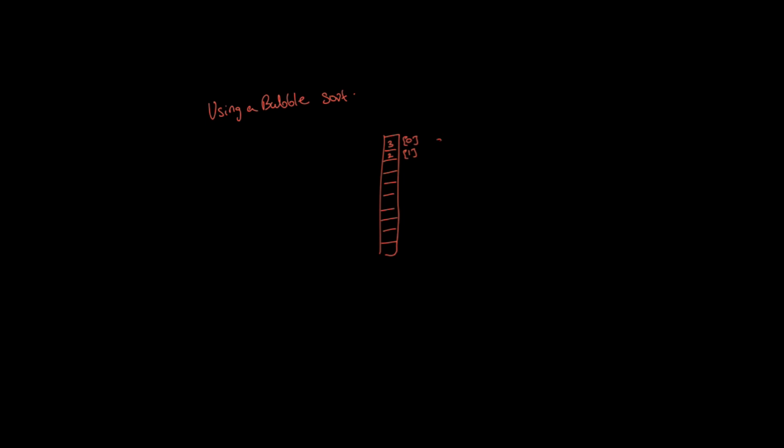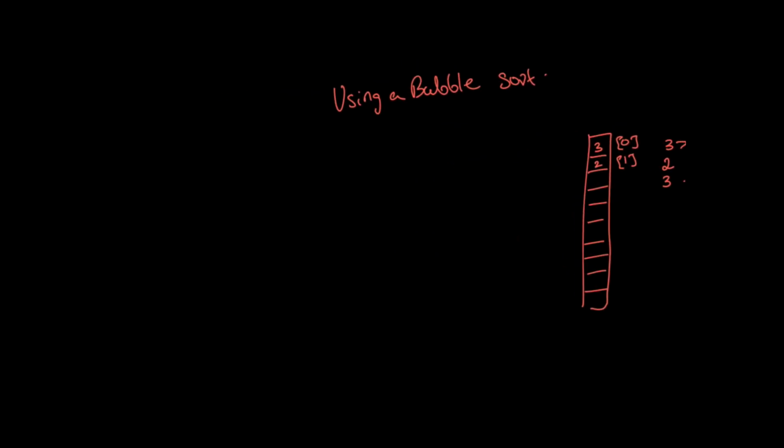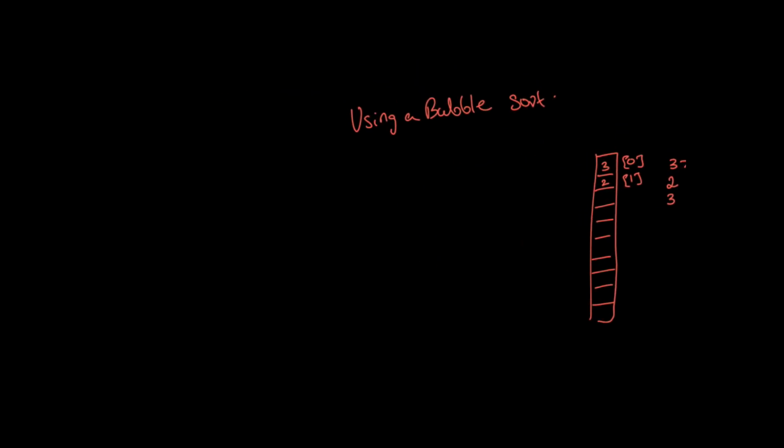Because you can see 3 is obviously greater than 2, and if you want to arrange it in ascending order, you'll first have to have 2 and then 3. So you need to make a swap. You need to put the contents of array position 0 into array position 1 and array position 1 into array position 0. So the algorithm we're going to use is basically bubble sort.